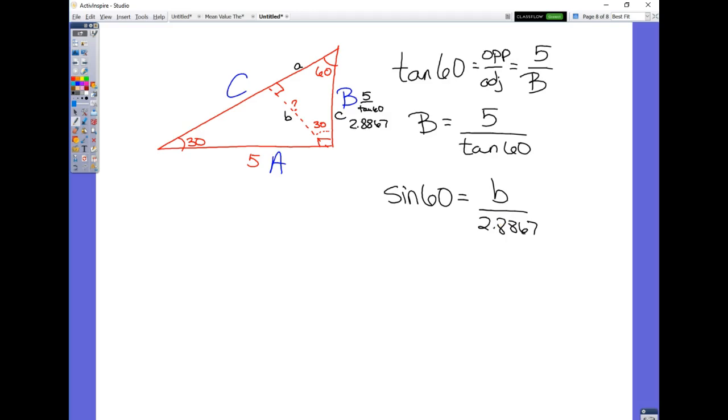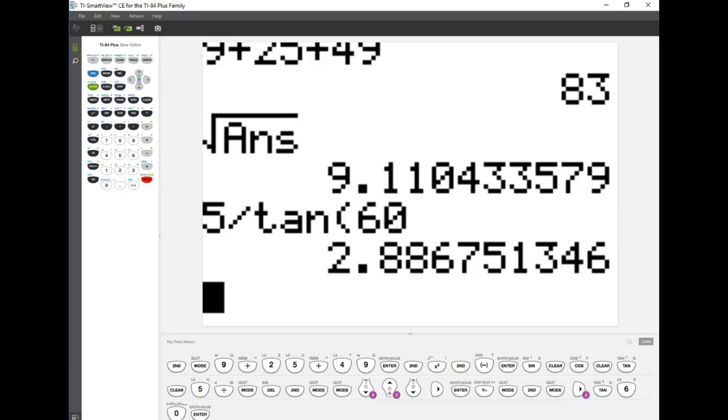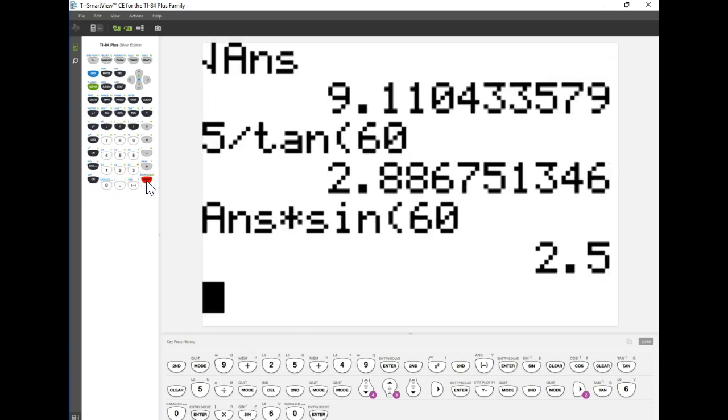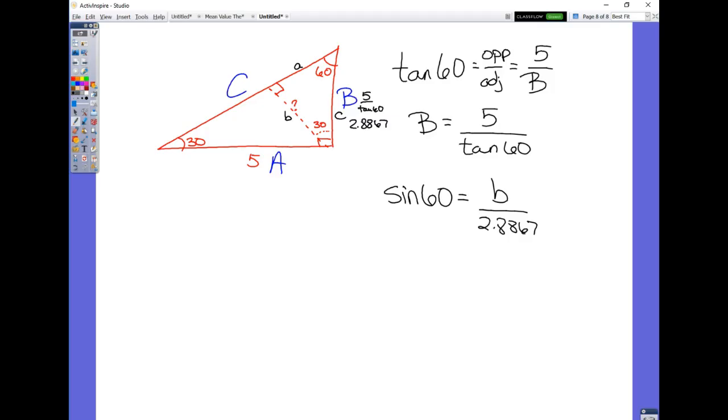And what I can do is I can use my calculator here. And I can take that 2.88675 and so on and multiply that by the sine of 60. 2.5. That's a pretty clean answer. And you get your answer.